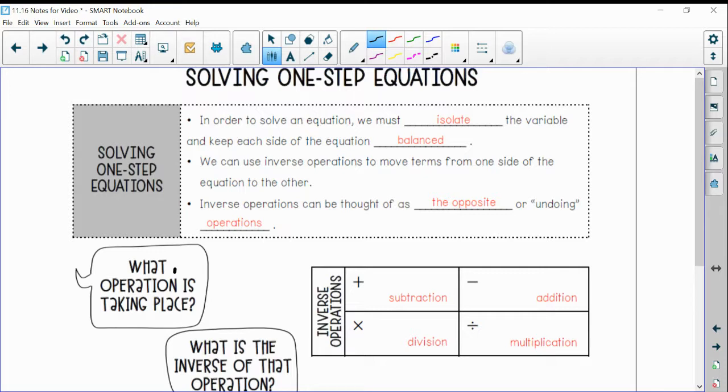In order to solve an equation, we must isolate the variable. What that means is we need to get that variable by itself so we can figure out what it is. And then we want to keep each side of the equation balanced. So this is not going to be the greatest drawing, but if you look at the bottom left here, I'm going to draw my balance scale.